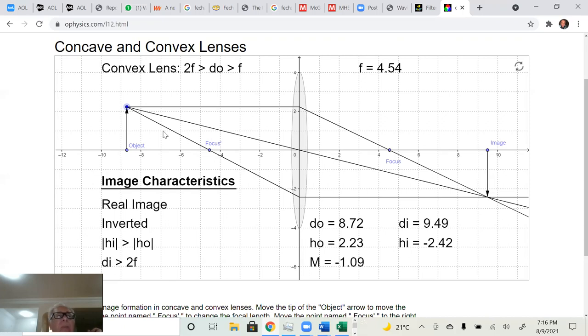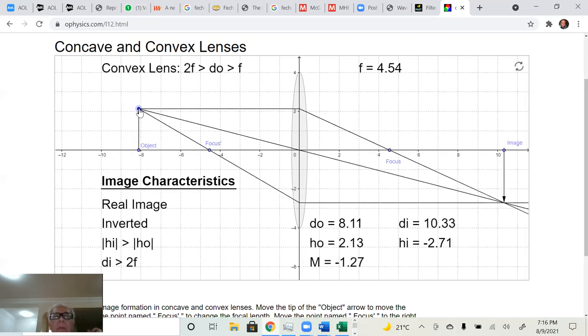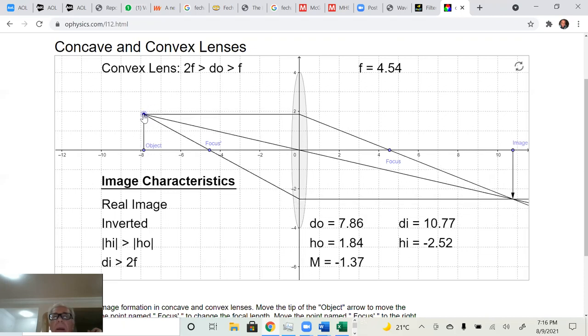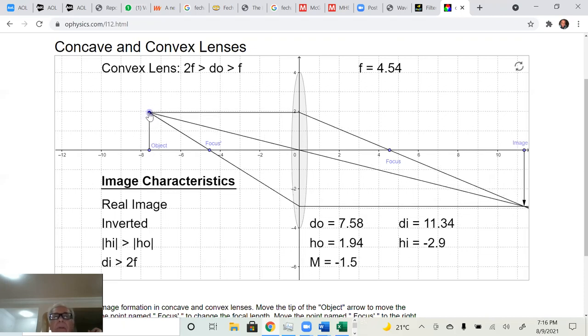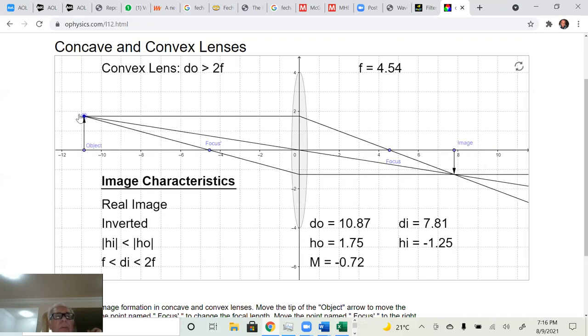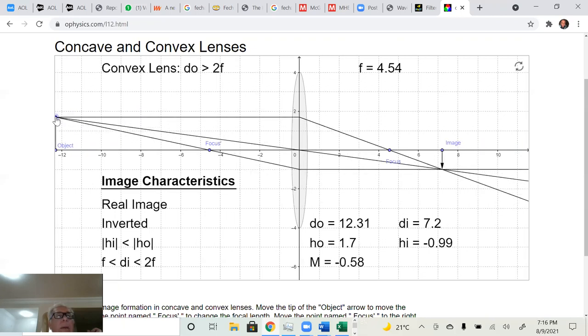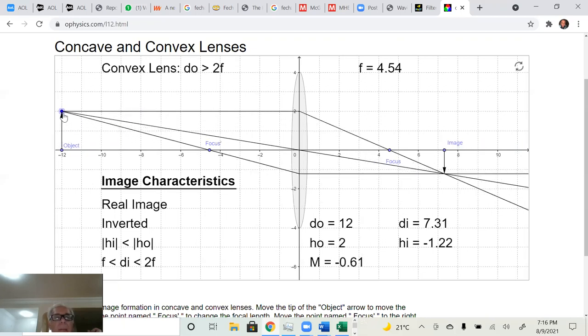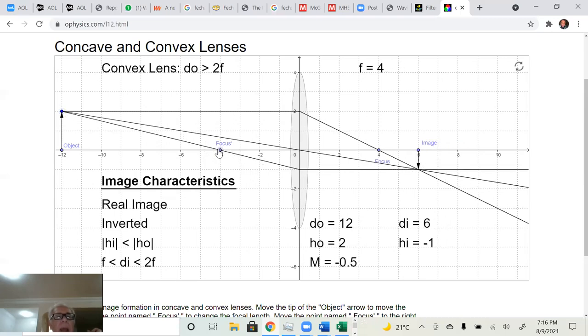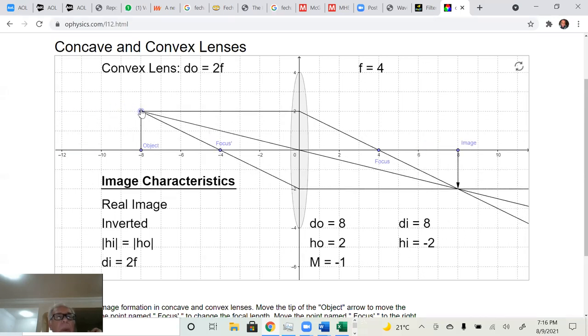The length of the image depends on where the object is located with respect to the lens. The closer an object is to the focus, the larger the image is. The further the object is from the focus, the smaller the image becomes. See that? As a rule of thumb, if the object is at twice the focal length, there is no magnification whatsoever.